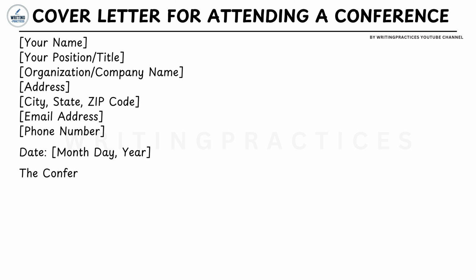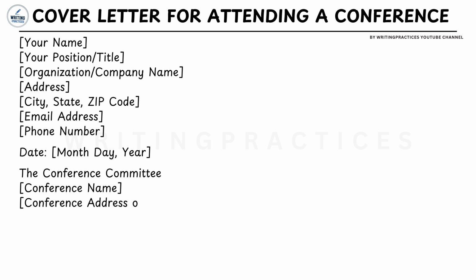Recipient details. Next, we move on to the recipient information. This is where you address the letter to the conference committee. You should include their full name or department if available, followed by the conference name, conference address or venue, and city, state, and zip code. In the template, it looks like this: the conference committee, conference name, conference address or venue, city, state, ZIP code. This section ensures that your letter reaches the right people and that it's formally directed to the decision-making committee.